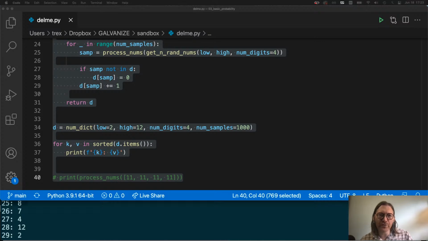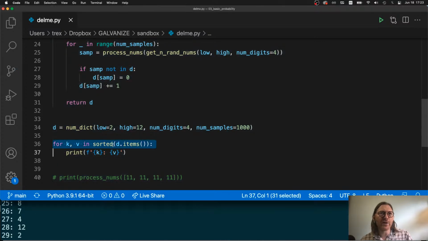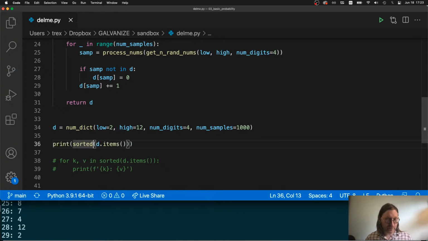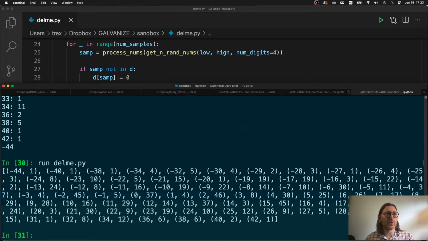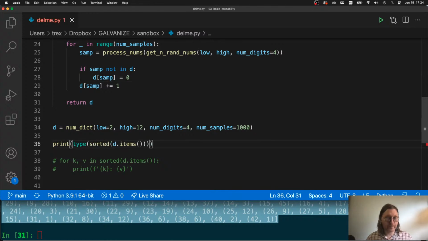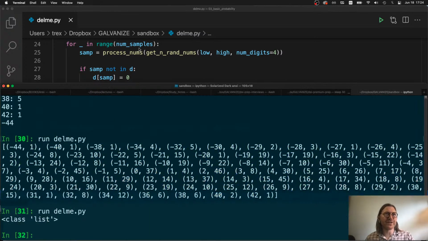There's a question in the code: for k, v in sorted(d.items()), it is traversing across a list containing tuples. Yes, and we can see that. If you're ever wondering about this, you don't have to put this into a for loop. We can actually print the sorted version of d.items and see that explicitly. So this looks exactly like a list of tuples, and if we run type on it, type is going to tell us it's a list.